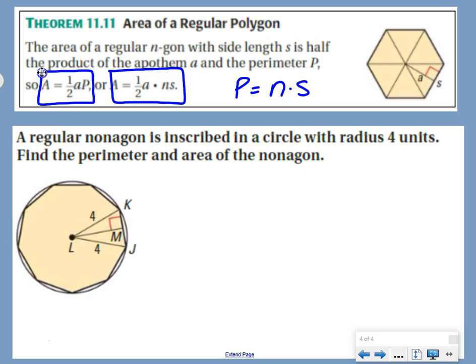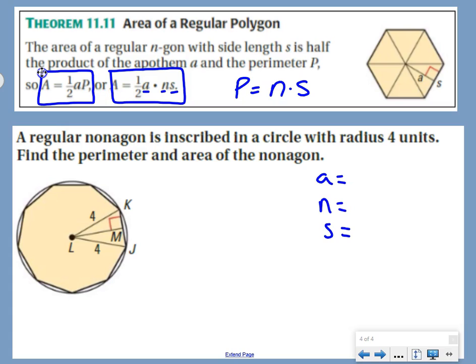So in our example, we want a regular nonagon inscribed in a circle with radius 4. Find the perimeter and the area of the nonagon. So first off, we just want to find all those different pieces. We want to solve for our A, we want to solve for our N, our number of sides, and we want to solve for S, our side length. Once we have that, then we can focus on finding the perimeter and then the area.